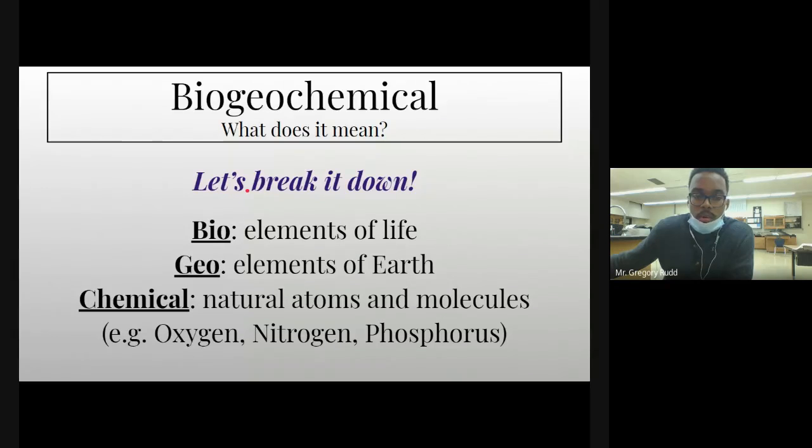We also have geo and chemical. Geo represents the elements of Earth, and then chemical are the natural atoms and molecules, such as oxygen, nitrogen, phosphorus, water, carbon dioxide, glucose. These are the natural atoms and molecules that are a part of the equation as well. So as we think about these biogeochemical cycles, we need to be thinking about how elements of Earth, elements of life, and these natural atoms and molecules circulate and benefit from the presence of one another.